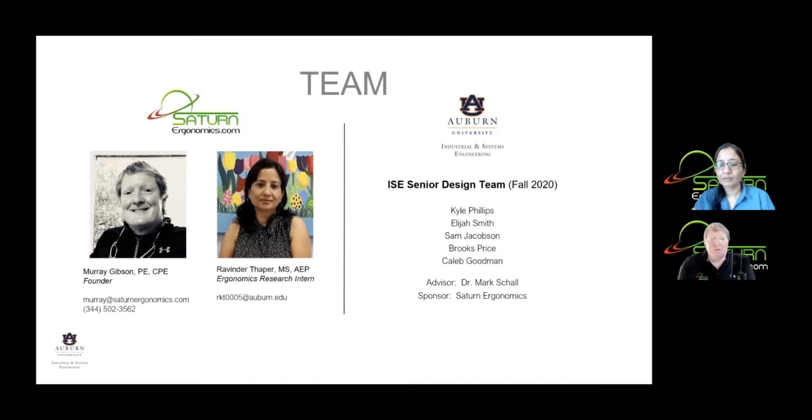In this project, I've had an interest in applying ergonomics to the modern touchscreen smartphone for some time. It's an area that I think is in its infancy, and Saturn Ergonomics has been looking at smartphone ergonomics for several months now. And also we've recently had a collaboration with Auburn University with an industrial and systems engineering senior design team in fall of 2020, where they applied the Six Sigma and Lean DMAIC process to smartphone ergonomics.